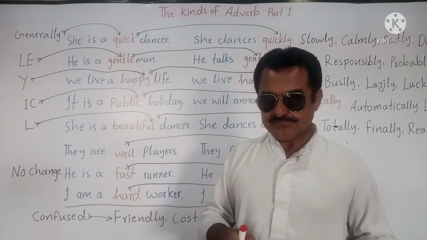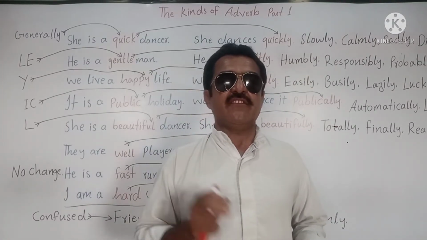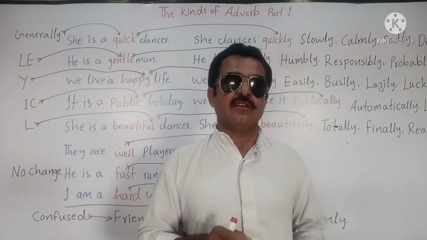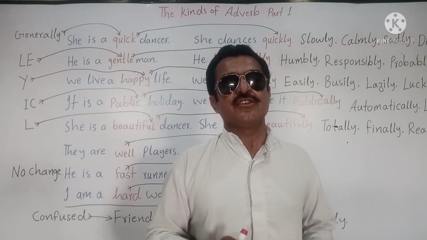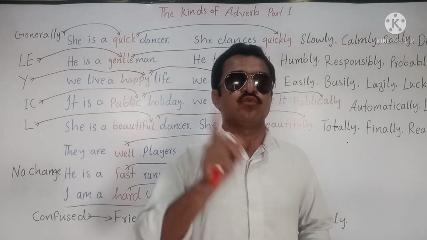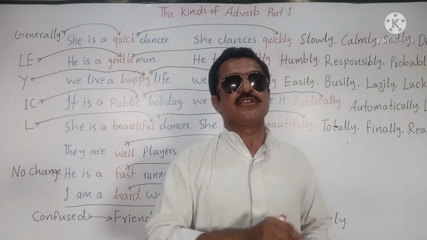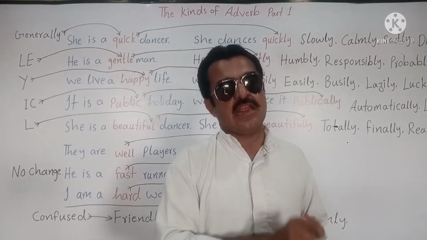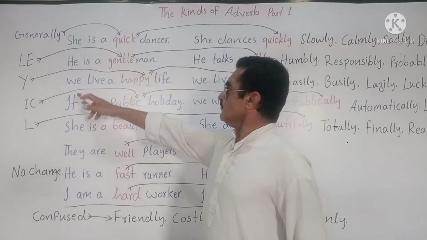Once again I repeat it. Whenever your adjective ends with y, you have to change that y into i, then l, then y. Okay, you can see the examples now.